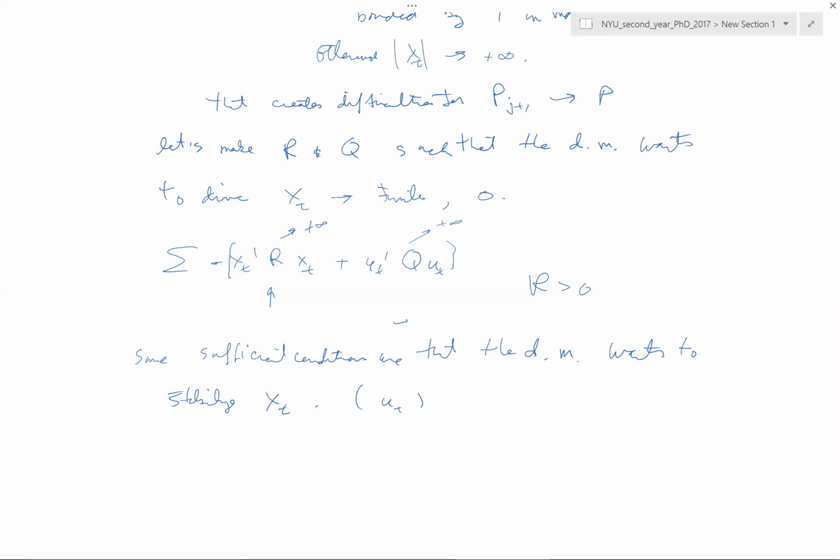For our problems, we're always going to have these conditions. They go under the name of detectability and realizability and observability. But I'm not going to go into them. I just want you to know that they exist.